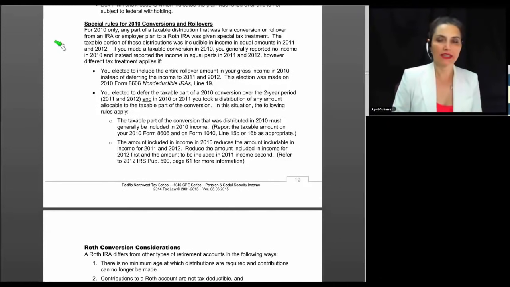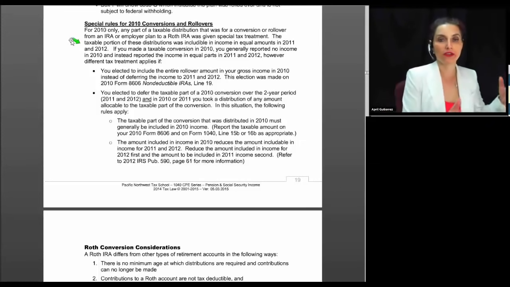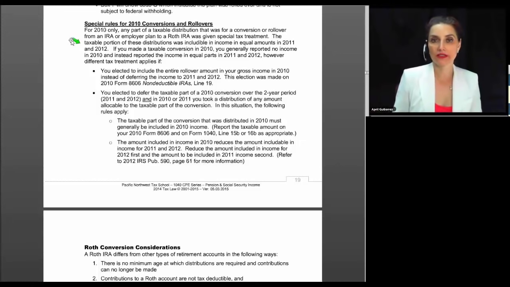Special rules for 2010 Roth conversions. For 2010 only, any part of a taxable distribution that was for a conversion or rollover from an IRA or employer plan to a Roth IRA was given special tax treatment. The taxable portion of these distributions was included in income in equal parts in the subsequent 2 years, which were 2011 and 2012. So what would happen in that situation is that in 2010, you make a decision that you want to convert money in your traditional IRA or in your 401k plan to a Roth IRA. So you do that conversion in 2010, but you don't have to report any income from that transaction on your tax return until 2011 and 12.